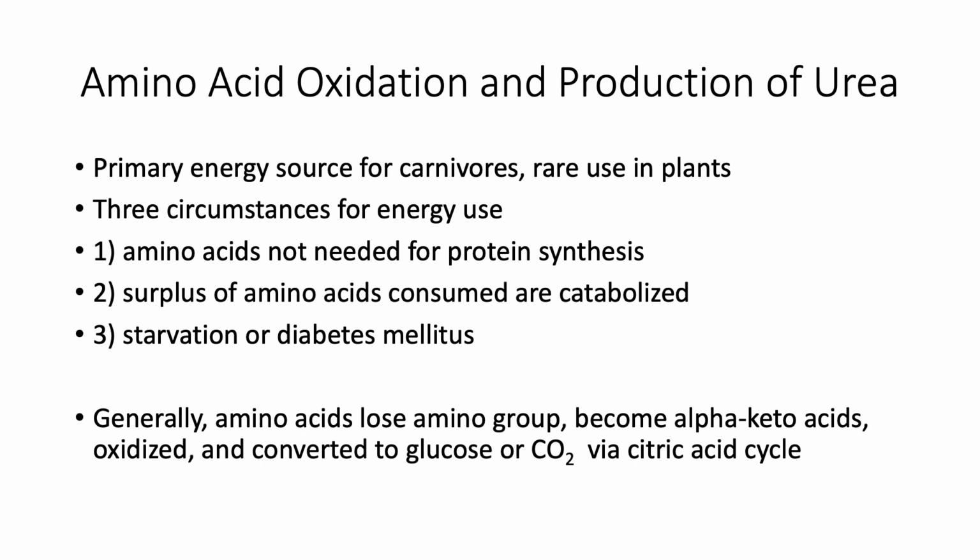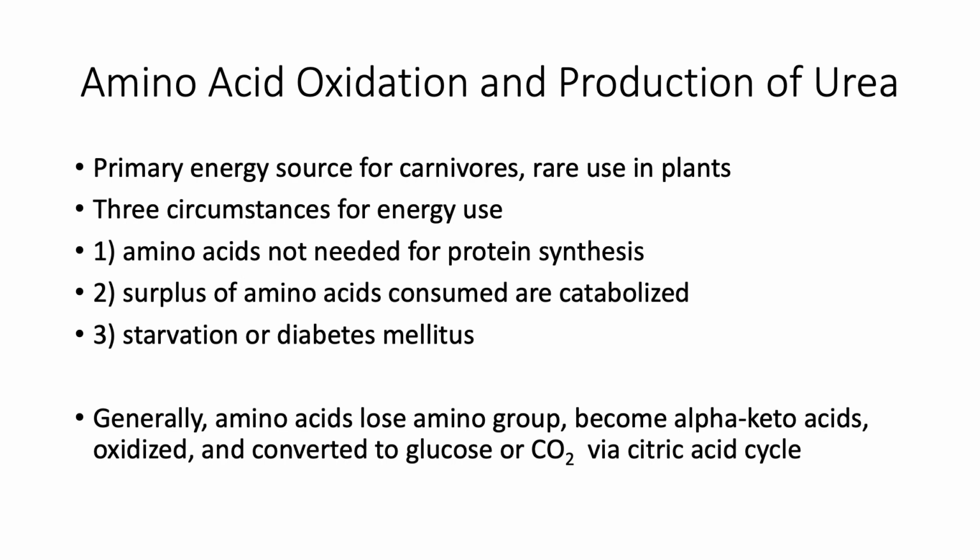Amino acid oxidation, production of urea. Amino acids are the primary energy source for carnivores, which are obligate protein consumers. There is rare use of this pathway in plants. There are three circumstances for energy use. One is that these amino acids are not necessary for protein synthesis.